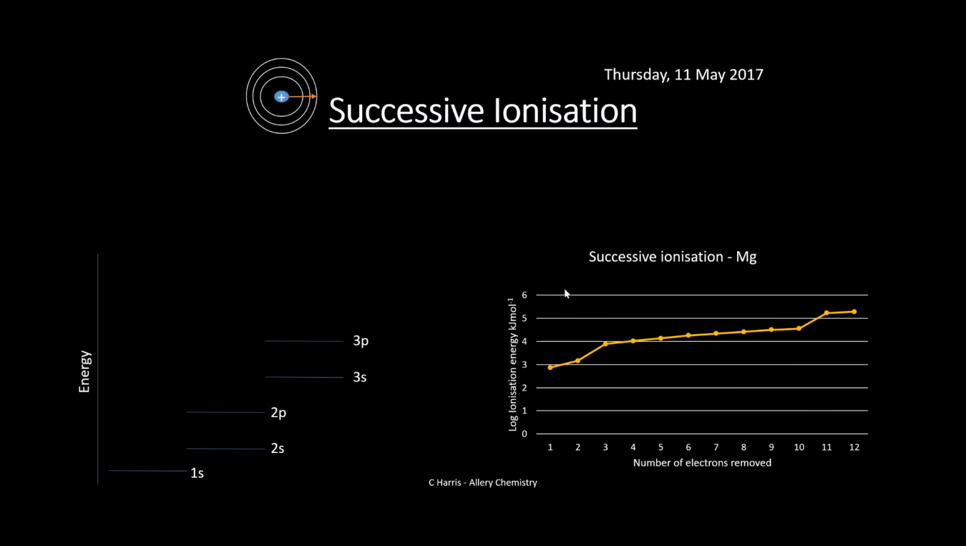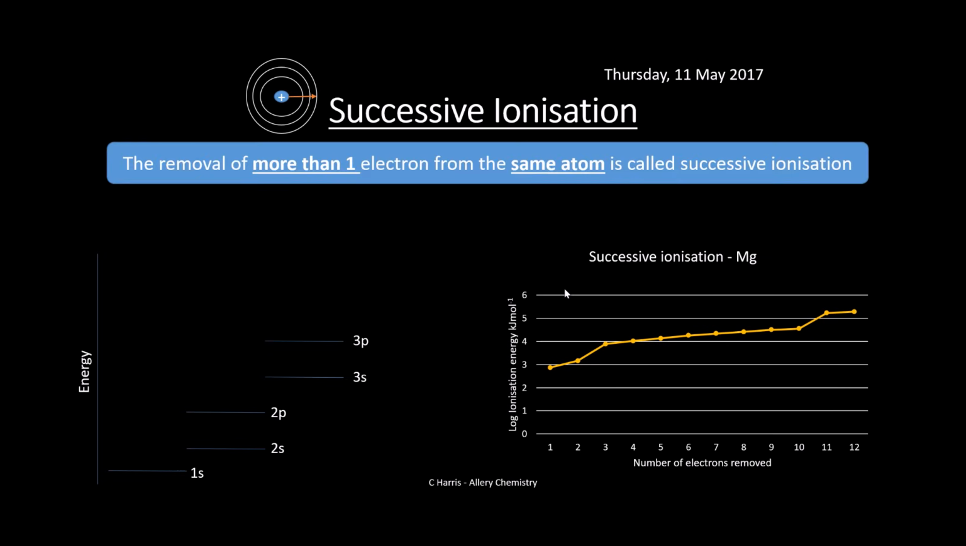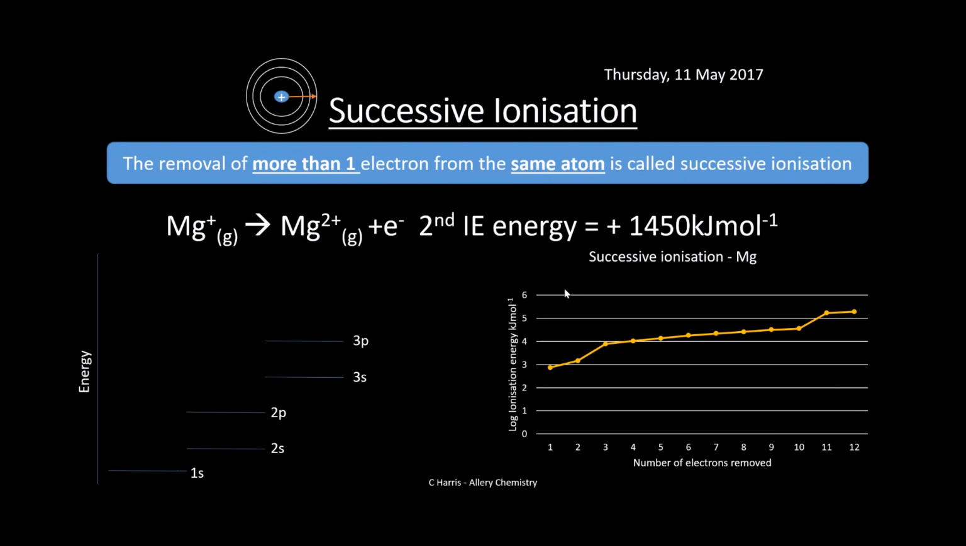This is where we take an element and we just keep taking electrons from it. We literally strip it of electrons. When we remove more than one electron at the same time, we call it successive, like I say. So here's an example: magnesium. Magnesium has already lost an electron here because this is the magnesium ion, Mg+. Remove another electron and we form Mg2+.